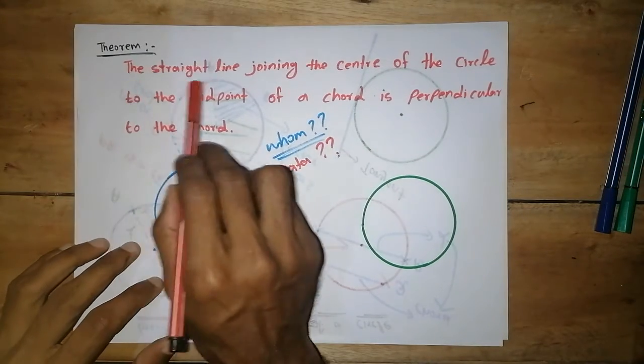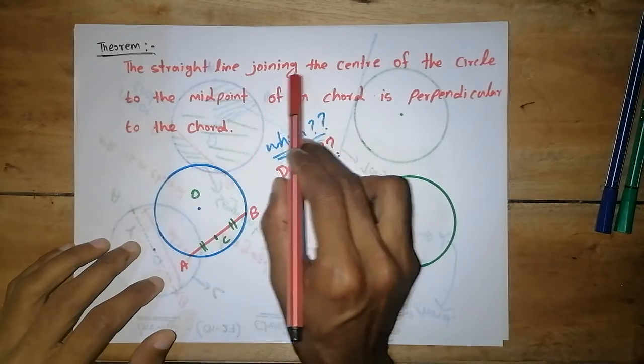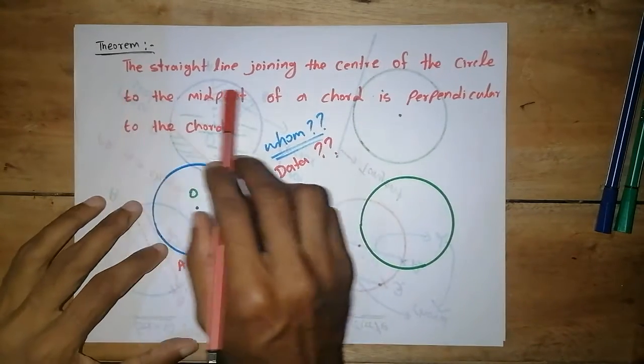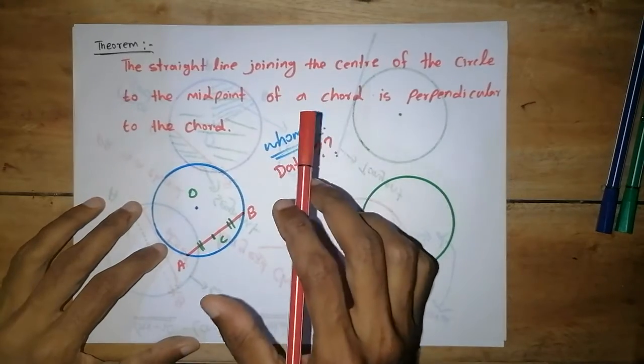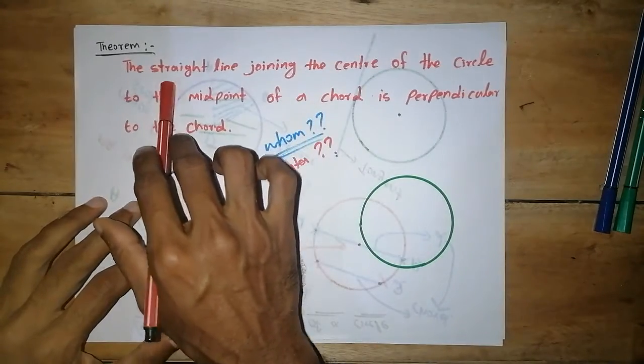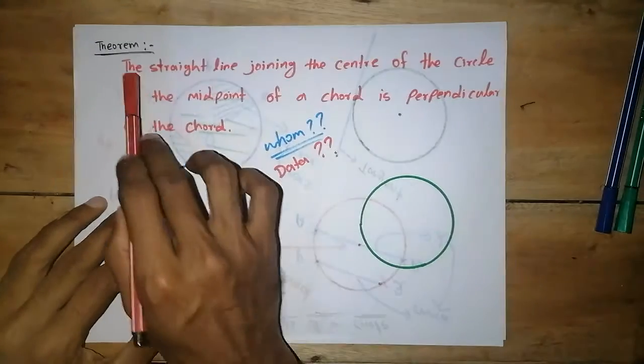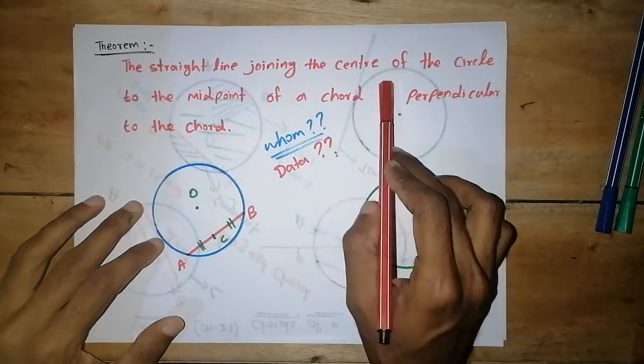Okay, the straight line joining the center. So the first starting line speaks about a straight line. The theorem speaks about a straight line. The straight line joining the center.